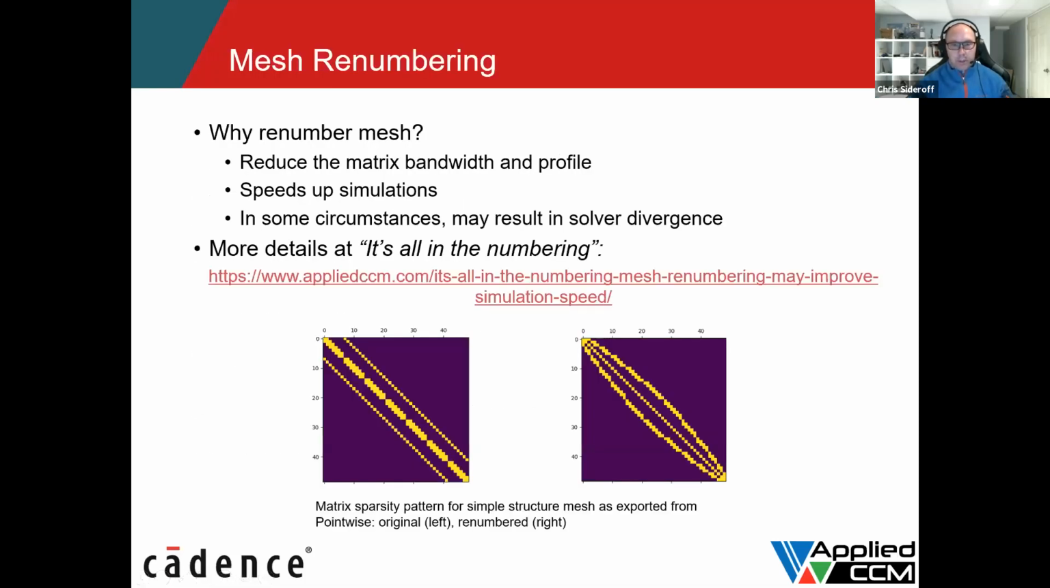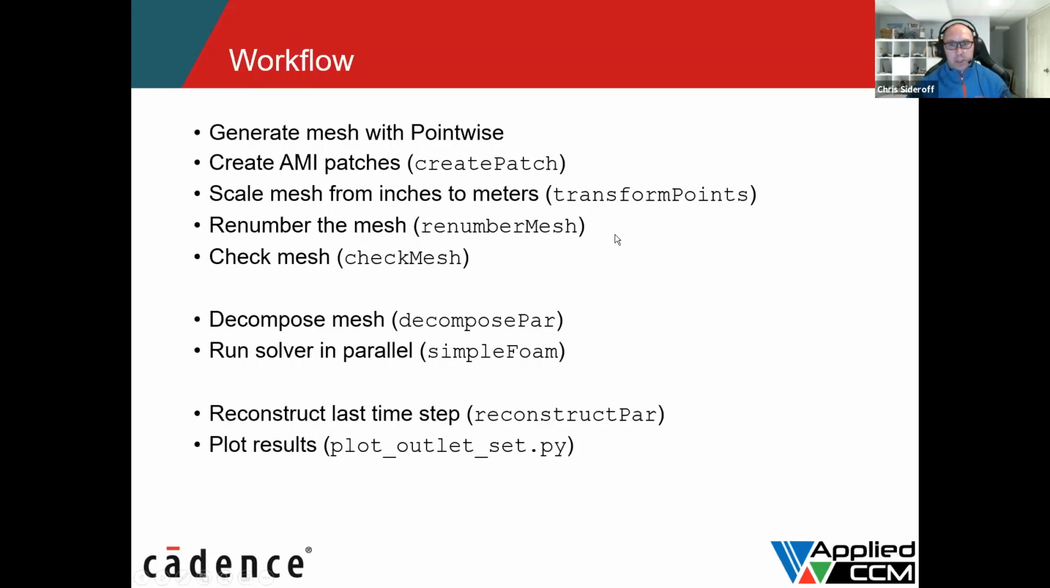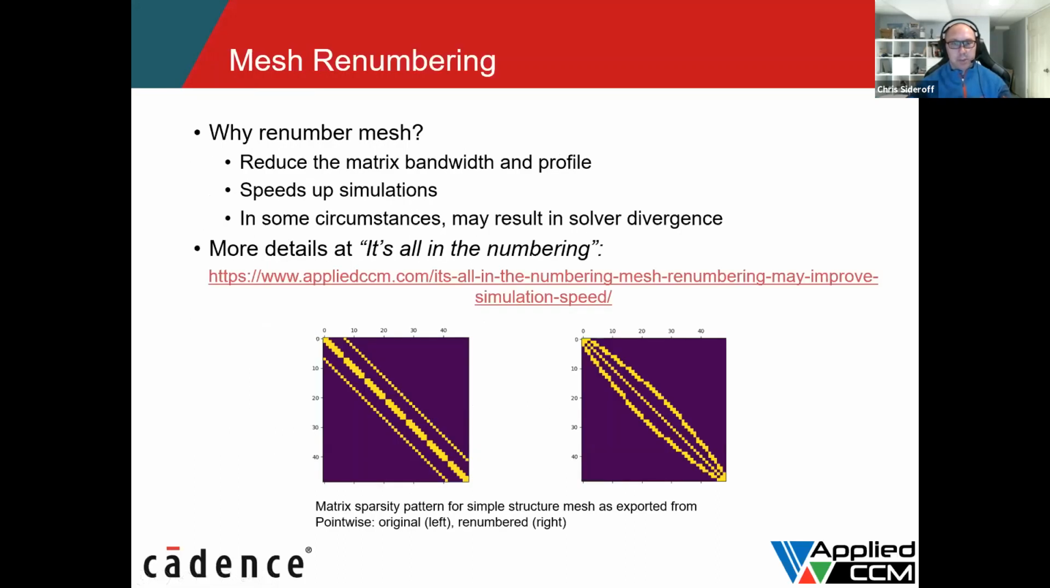So again, standard practice: I always renumber the mesh, every mesh I do. Why is that important? Because it reduces the matrix bandwidth and profile of the matrix. It almost always speeds up simulations, and there are some circumstances where it may result in solver error. My colleague Darren has a more detailed explanation of what that means and how it affects things.